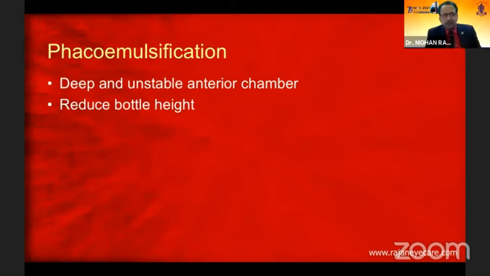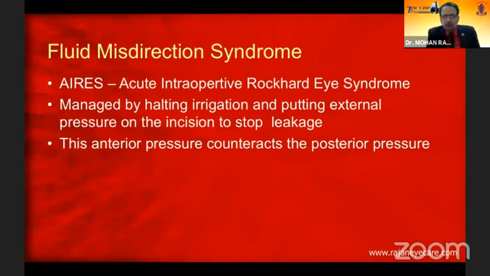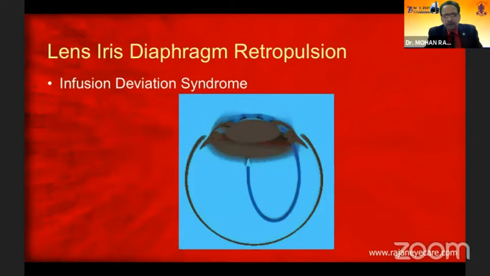For a deep and unstable anterior chamber, reduce the bottle height. AIRS is acute intraoperative rock hard eye syndrome, managed by halting the irrigation and putting external pressure on the incision to stop leakage. Anterior pressure counteracts the posterior pressure. This is one of the most important because zonules are weak, and the fluid can go behind and push the posterior capsule up. This is called the AIRS syndrome, an infusion misdirection syndrome, which is not uncommon, especially when operating on high myopes and vitrectomized eyes, because the zonules are weak and the fluid can go into the vitreous and start pushing the posterior capsule up.